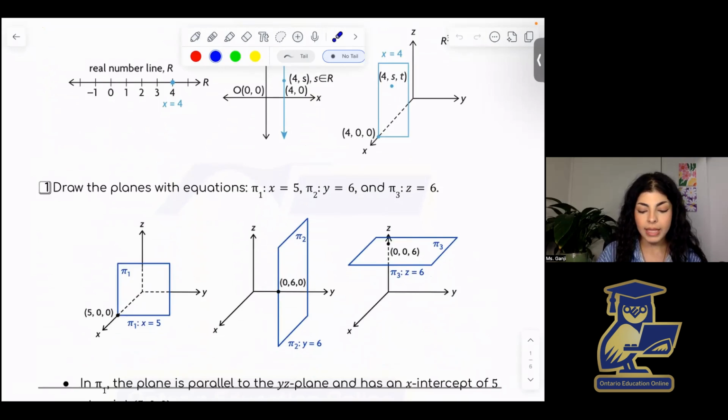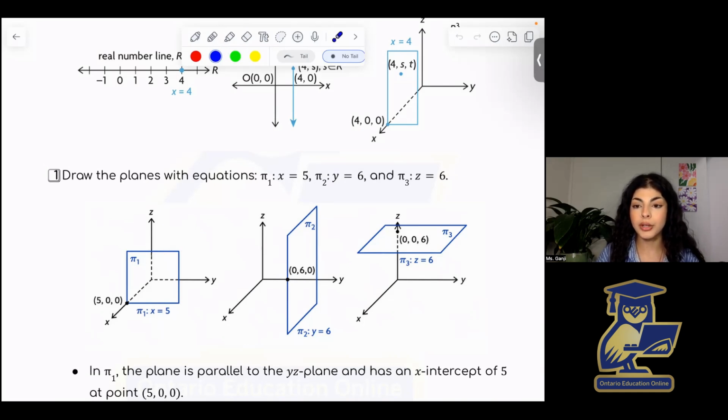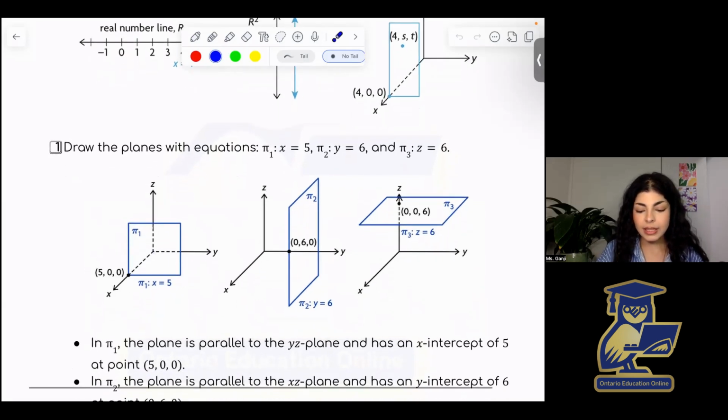So now in R cubed, because that's our goal, we're sketching planes in R cubed, I'm going to show you the case with x, y, and z when you just have a single equation, which is, for example, x is equal to 5, y equals 6, or z equals 6. So you have one variable in the Cartesian equation of your plane. In each of these cases, the plane is parallel to one of your main planes, which is either your xy plane, your yz plane, or your xz plane.